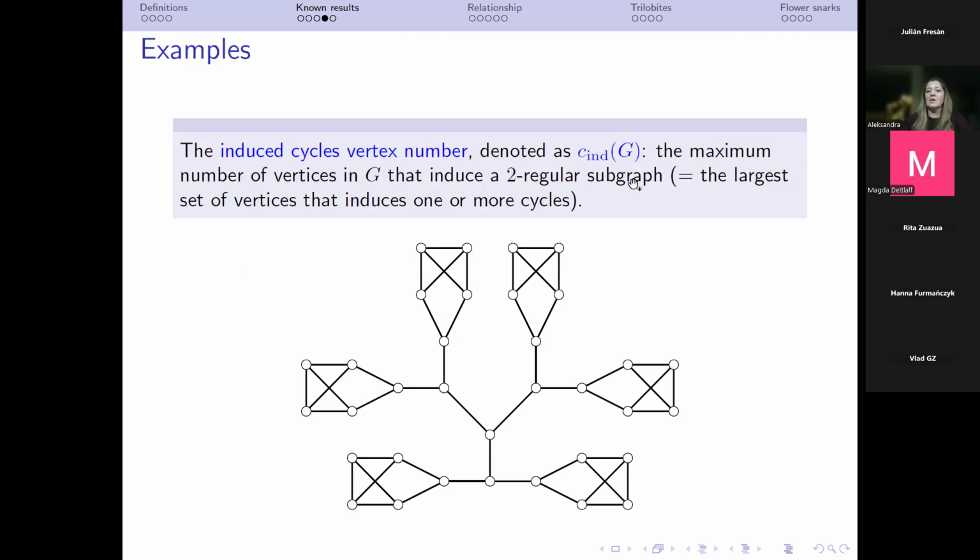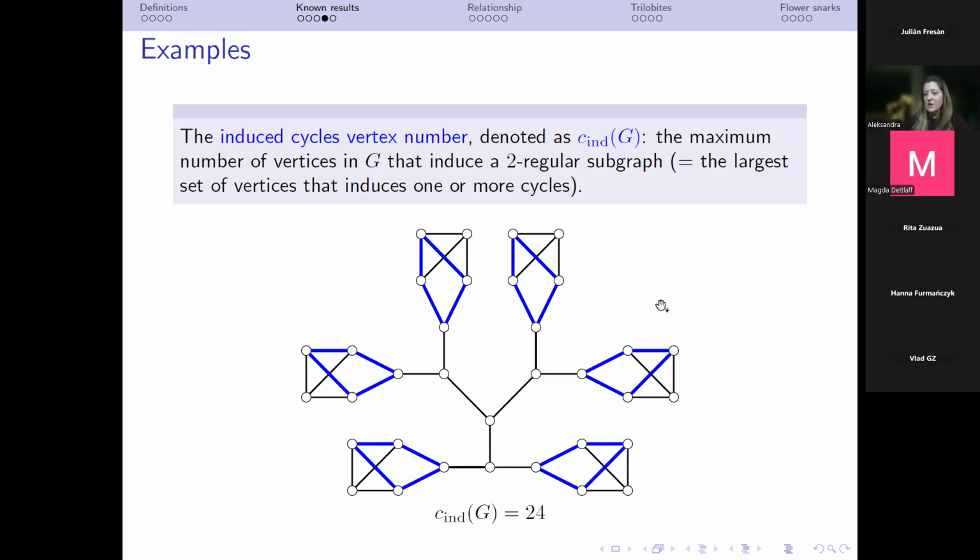So what is CIND of this graph? Well, we can see that this graph has a somewhat tree-like structure, so we won't get any cycles here. All the cycles are there in the periphery. Yes, so I see one 5-cycle here, but it is not induced. So the largest cycle that is induced here is this 4-cycle or this 4-cycle. So we get something like this. Yeah, this is one possibility. And it is quite soon clear that CIND of G of this graph is 24.